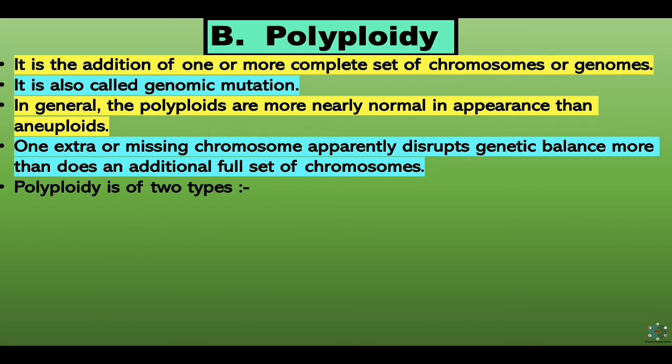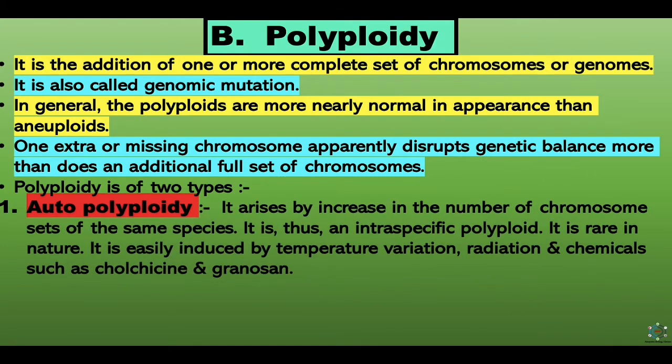Polyploidy is of two types, the first one being autopolyploidy. It arises by an increase in the number of chromosome sets of the same species. It is thus an intraspecific polyploid. It is rare in nature. It is easily induced by temperature variations, radiations, and chemicals such as colchicine and granosan.